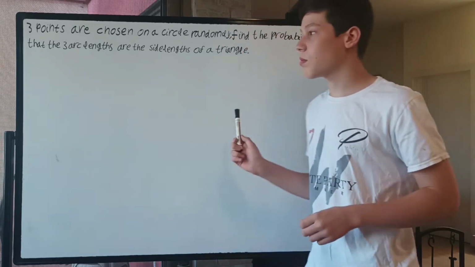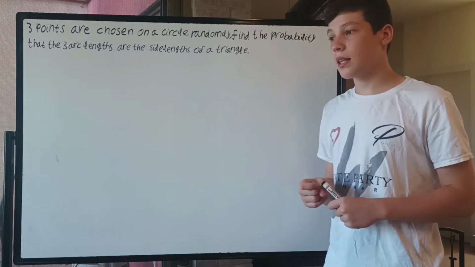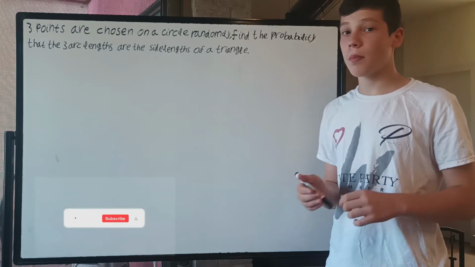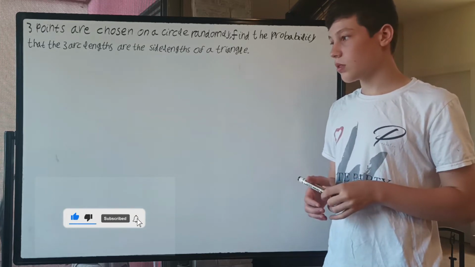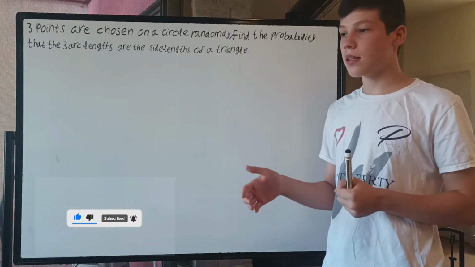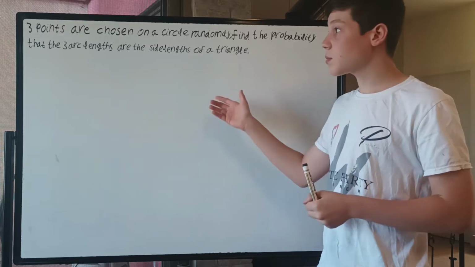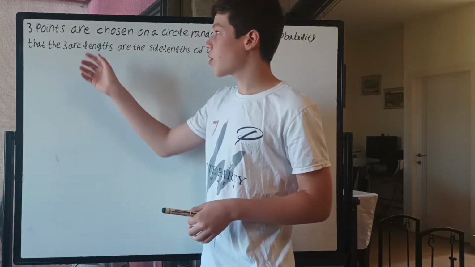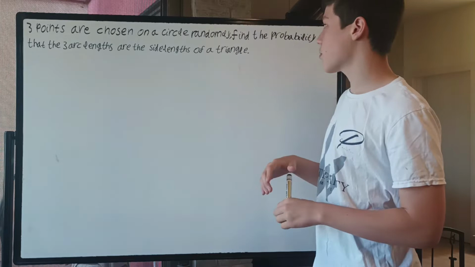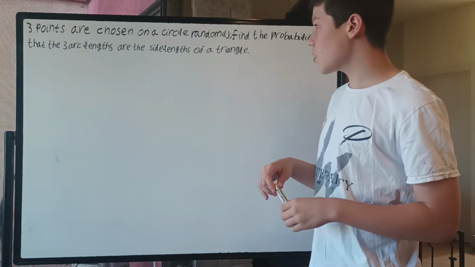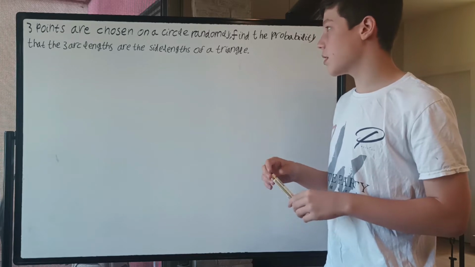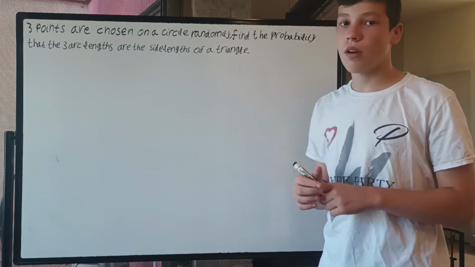Today we're going to do this problem, which was actually the bonus question on my probability exam. I took a course of probability, and on the final exam, this was the bonus question. So, 3 points are chosen on a circle randomly. Find the probability that the three arc lengths are the side lengths of a triangle.